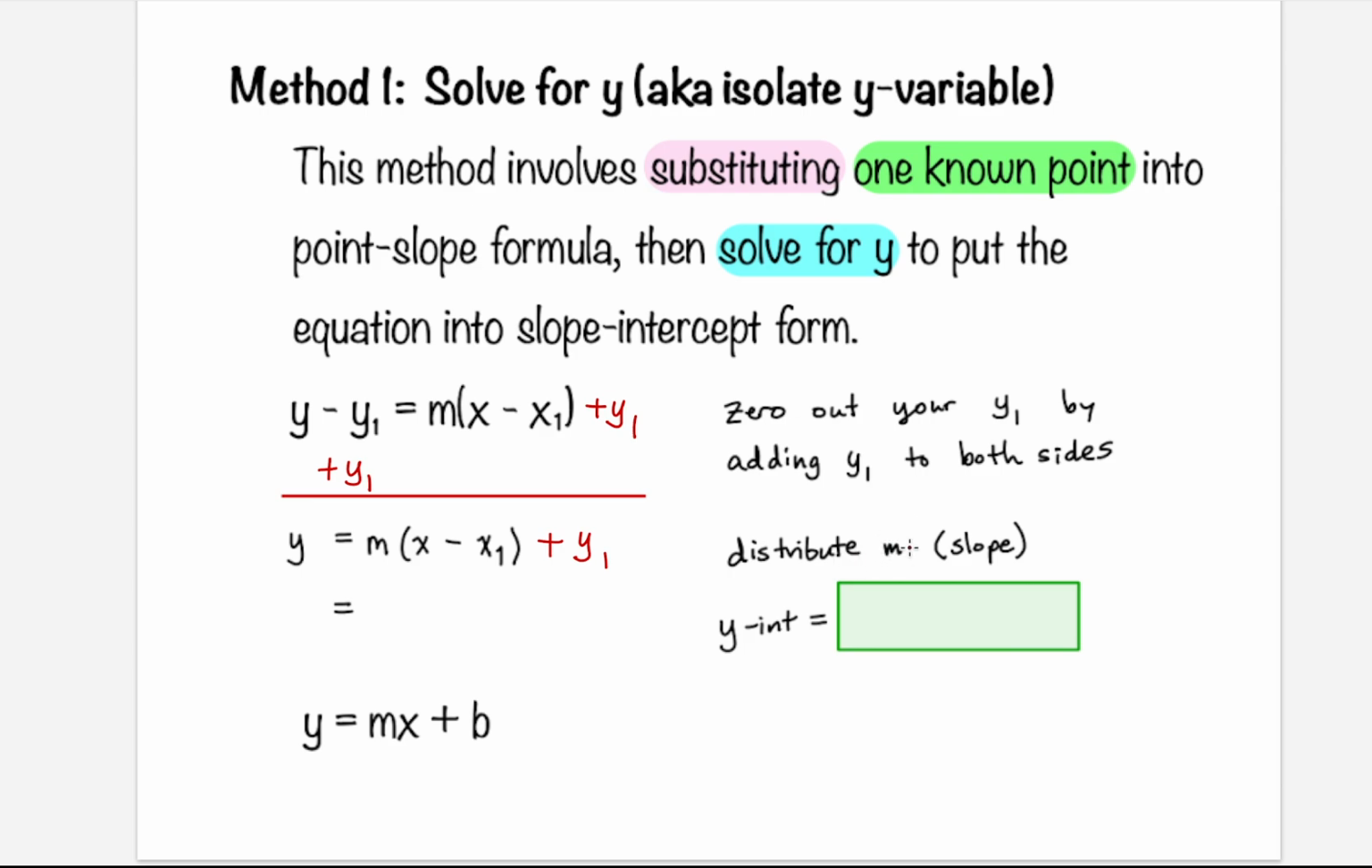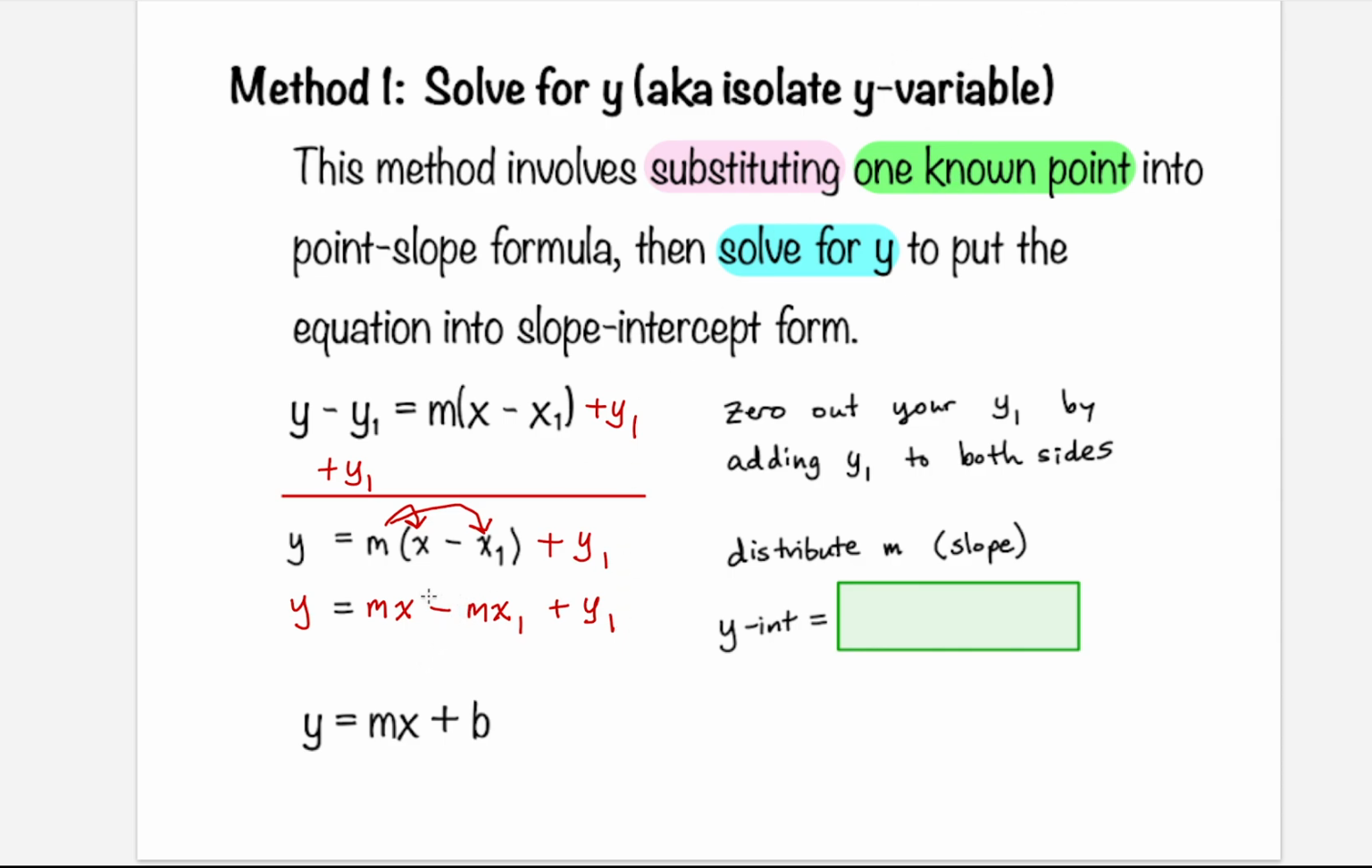Next, you distribute your slope. As you distribute, remember distribute means to multiply. So we're going to have y equals m times x minus m times x1 plus y1. It is important to note that x1 and x are not the same thing. x1 and y1 have values.